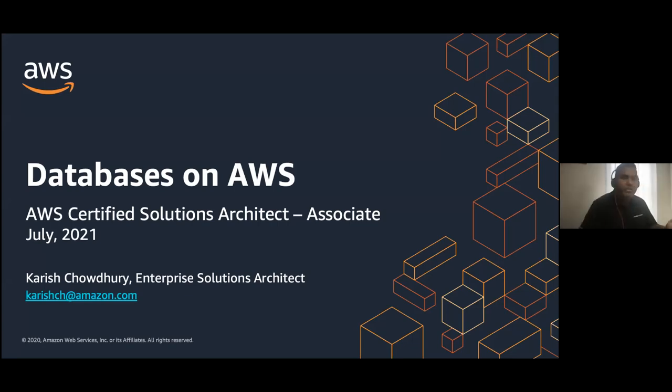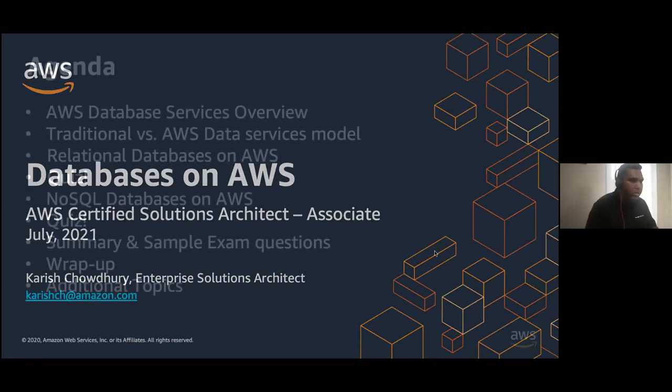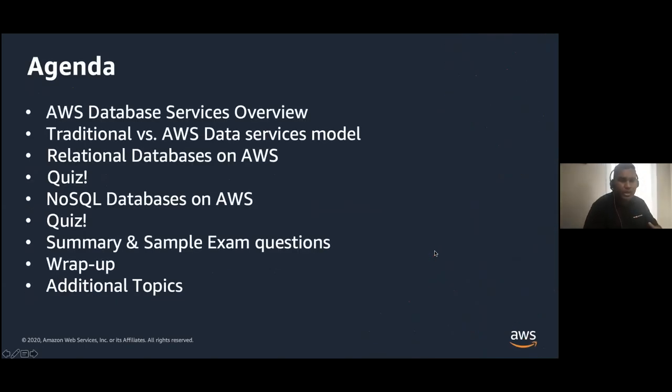So today's session is going to be about databases on AWS and what database services AWS provides. We'll go over that and we'll go over some of the use cases as well, and we will go over some of the sample questions later on. But let me move on, and we'll go over the agenda quickly.